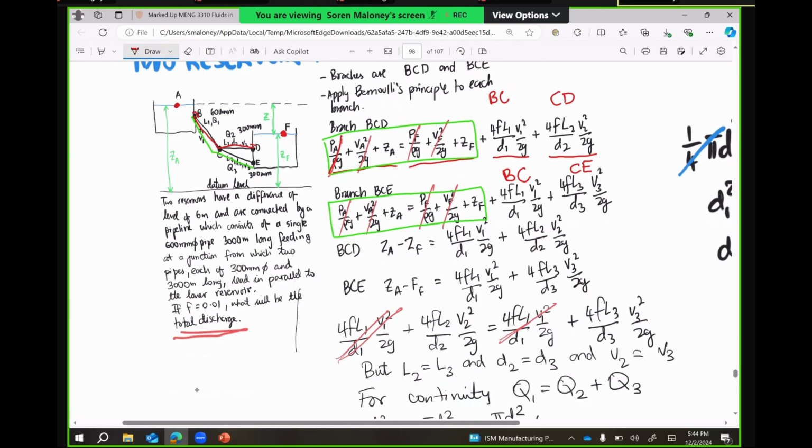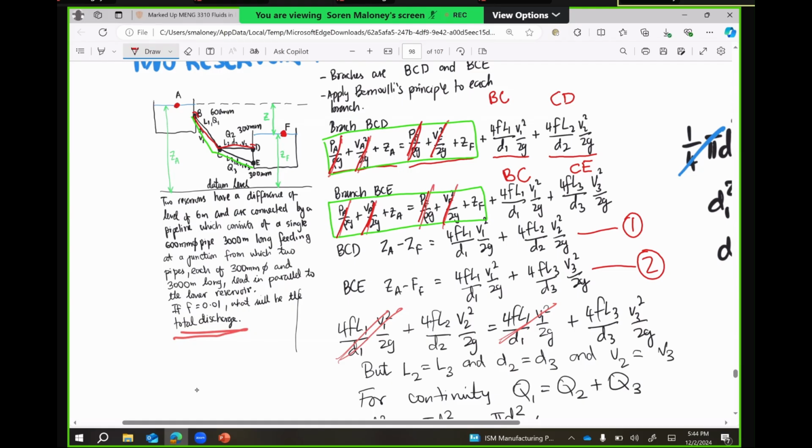These are open to atmosphere. These are two reservoirs, VA and VF. Those should cancel out as well. There's 0. And the same thing here. So I end up with ZA minus ZF again, ZA minus ZF, and I end up with these two sets of equations here, equation 1 and equation 2, right?